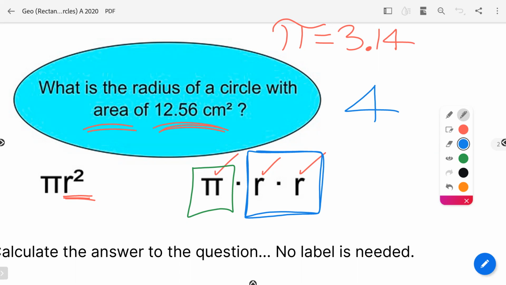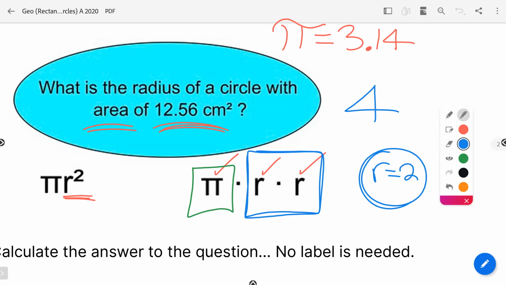Now, a lot of you look at it and say, oh, I see that. The radius in this problem is going to be 2 because 2 times 2 makes 4. Correct. But let's just say we did this math problem and the number that you got is not one that you know off the top of your head. It's not one that you can just spit out the answer.